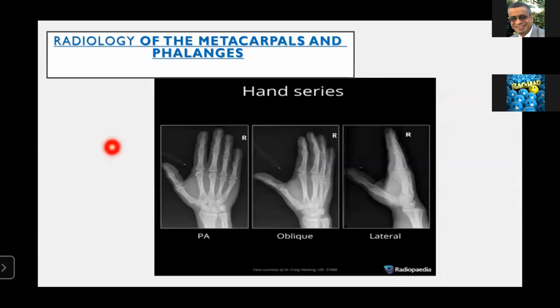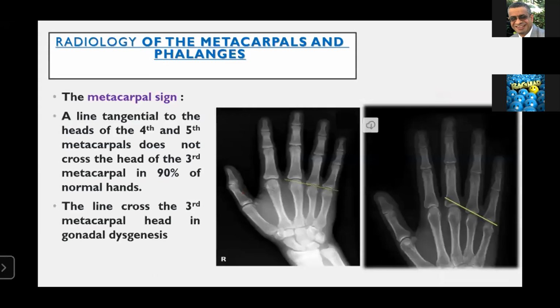Radiology of the metacarpal and phalanges. This is the PA view also, and oblique view, lateral view. Metacarpal sign: a line tangential to the heads of the fifth and fourth metacarpal bones should not cross the third metacarpal bone. This is seen in 90% of normal hands. If this line crosses the third metacarpal head, this indicates a positive metacarpal sign and is seen in gonadal dysgenesis.